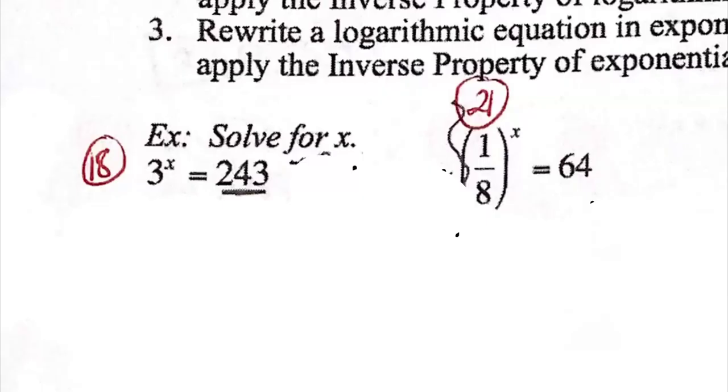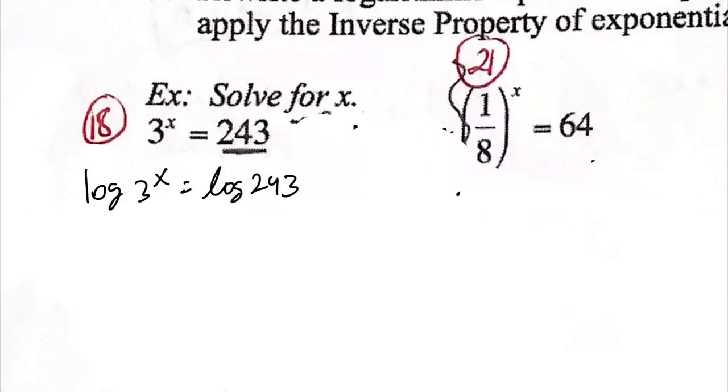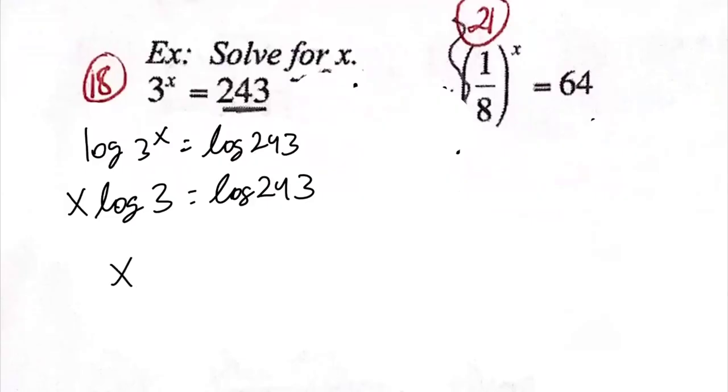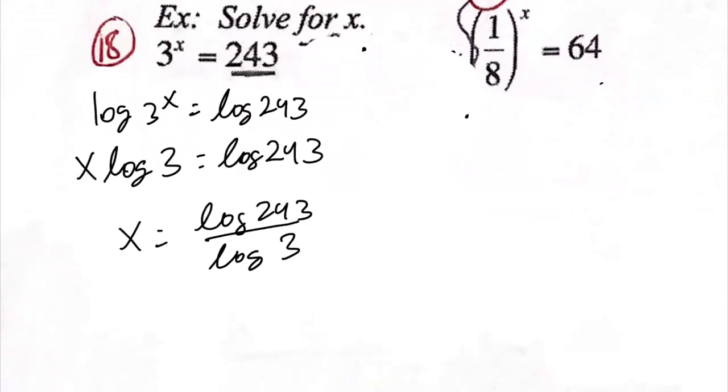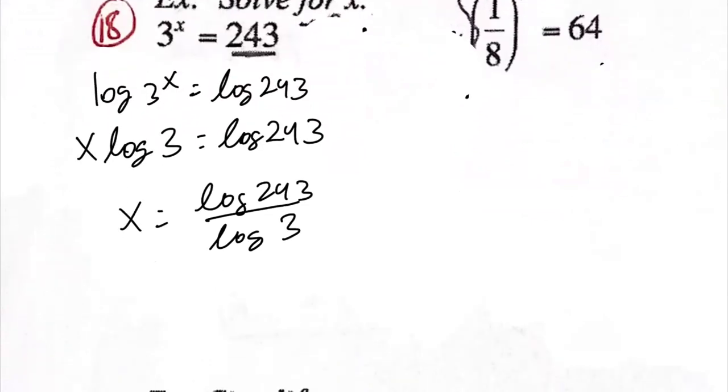Solve the equations through logarithms. So for this one right here, number 18, just take the log of each side. So log of 3 to the x equals log of 243. Do the power rule: x log of 3 equals log of 243. Solve for x by dividing both sides by log of 3. Just plug that into the calculator. x equals 5.04.